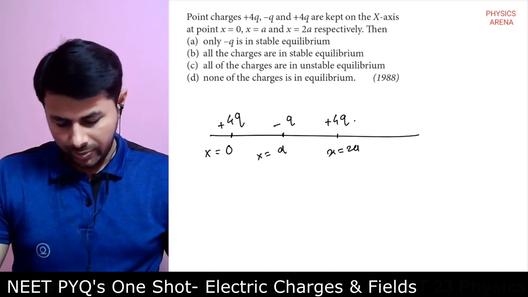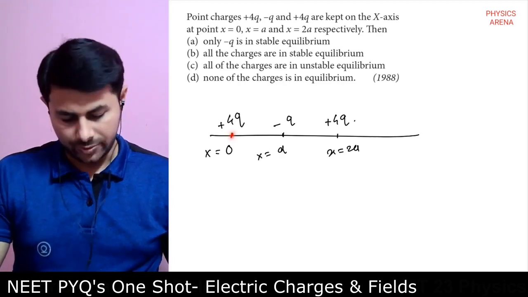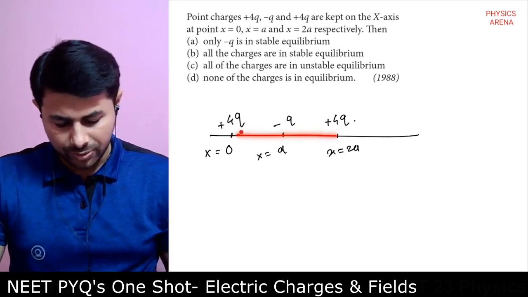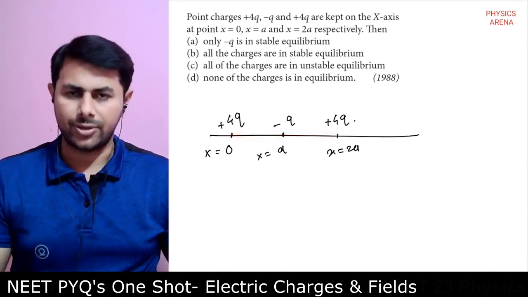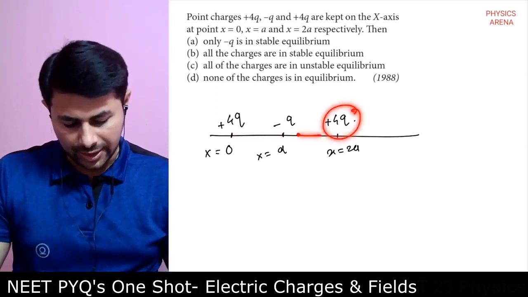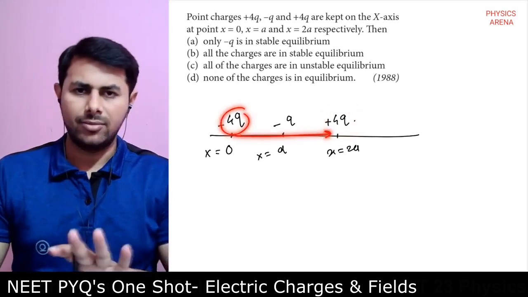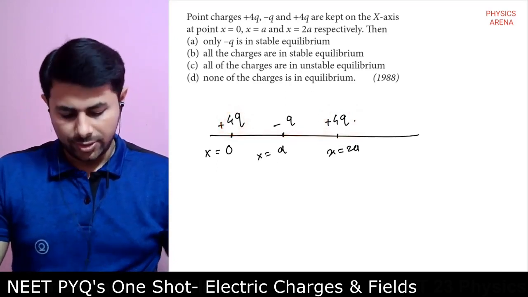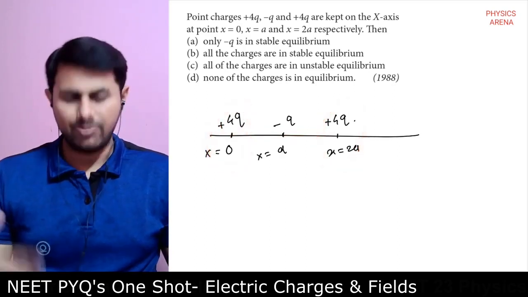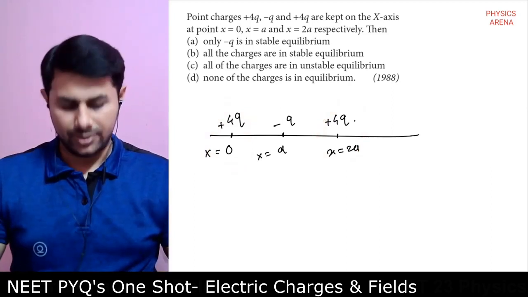So see, if we think about the force acting on plus 4q, there is an attractive force due to minus q. There is a repulsive force due to plus 4q. Similarly, on this charge, there is an attractive force due to minus q. There is a repulsive force due to this plus 4q. So the net force on this charge and this charge would be repulsive. So they will be pushed away, right?